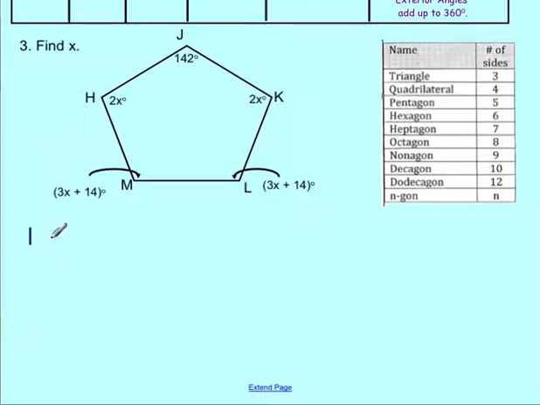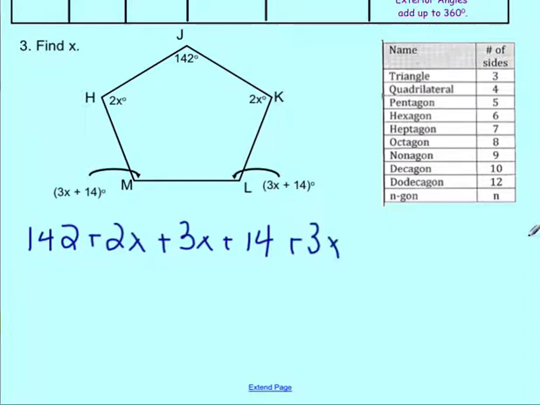So I have 142 plus 2x plus 3x plus 14 plus 3x plus 14 plus 2x, and that has to be equal to 540. So all I did was work my way around the pentagon and make sure I added up each of those angles, because the sum of the interior angles needs to add up to 540.